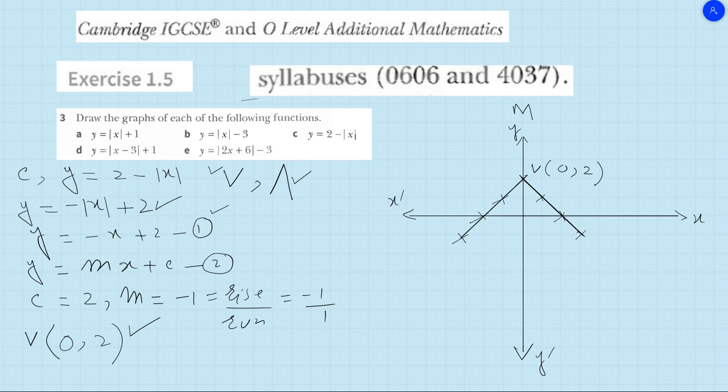So this is our V-shaped graph, but in this case the shape is inverted. Hope you understand. I repeat again, if you see the negative sign with an absolute valued function, then the graph is always an inverted V-shaped. Hope you understand. Going to start part D.